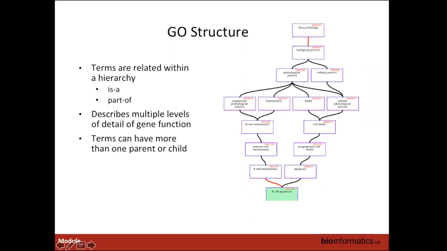We can see here, for example, B cell apoptosis, which doesn't contain a lot of genes. B cell apoptosis is part of apoptosis, so apoptosis is a more general term compared to B cell apoptosis. And then apoptosis is part of programmed cell death, which is part of cell death.